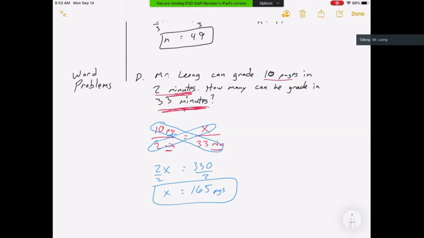Now, there is another way you could have done this problem, which is what we learned before, which is unit rate. You can say, you know what? Let me just find out how many pages I can do in 1 minute and then multiply. If I can do 10 pages in 2 minutes, that's equal to 5 pages in 1 minute. And if I'm doing 5 pages in 1 minute, how many can I do in 33? Well, all I have to do then is multiply: 5 times 33, which will give me that 165.